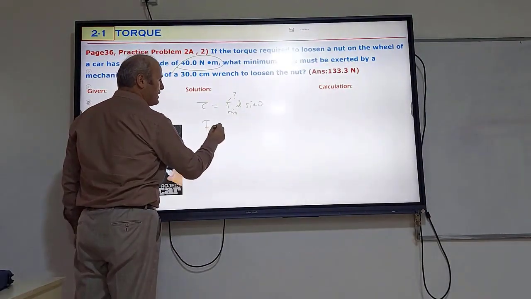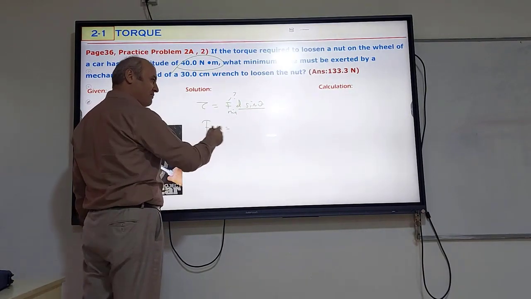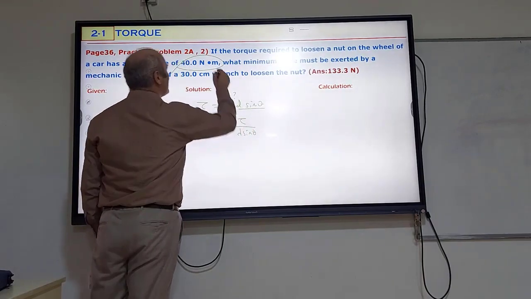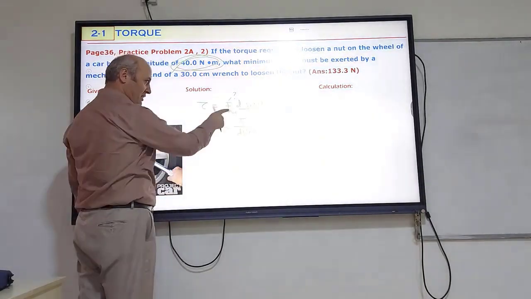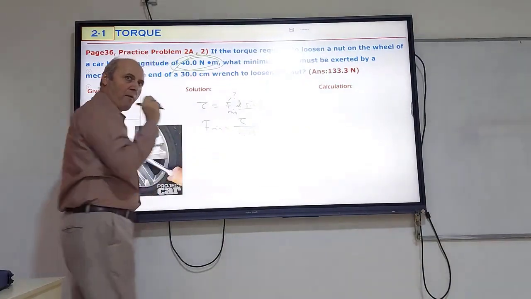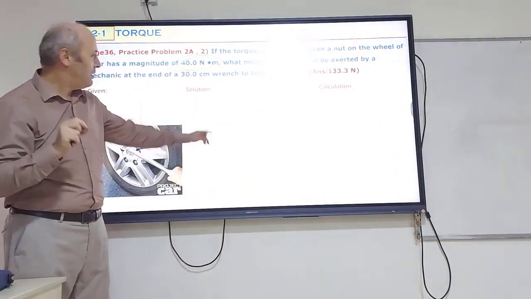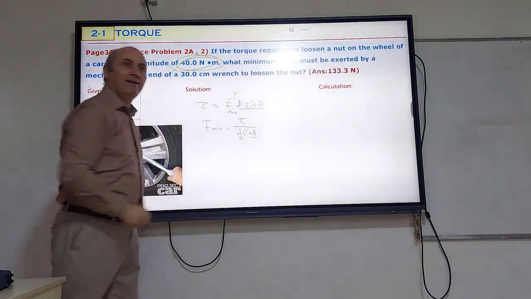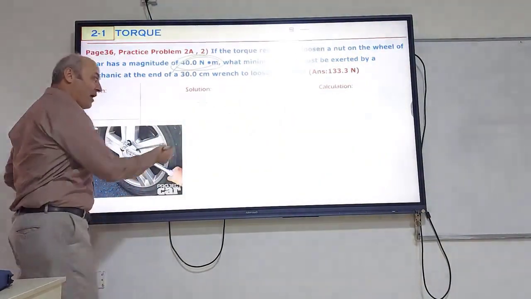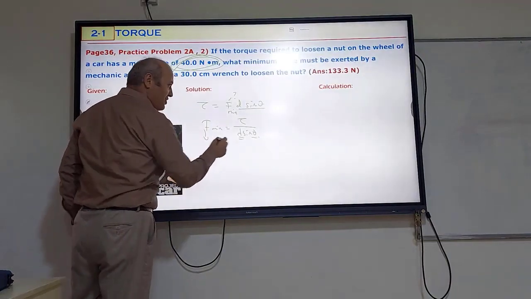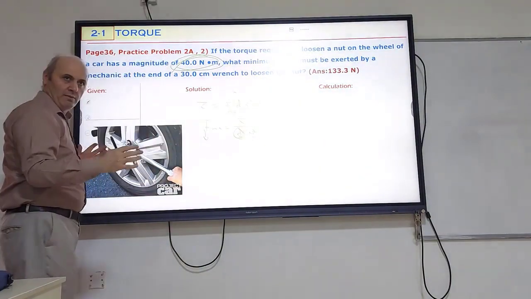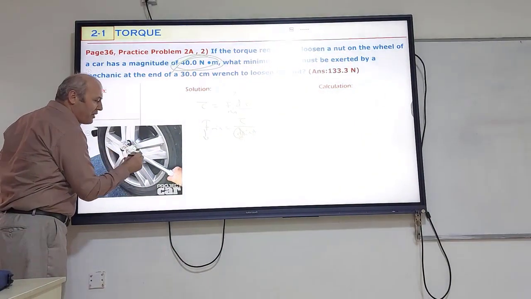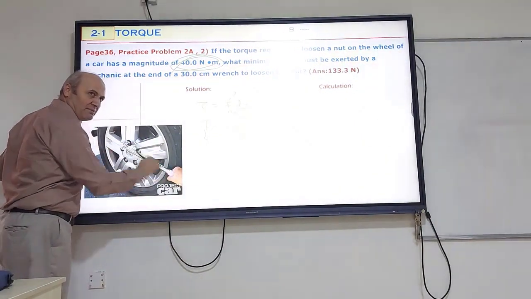F minimum is going to be, transferring d sin theta to the left side, torque divided by d sin theta. This torque is a constant number given in the question, so I cannot make a change in this. Minimum force, minimum torque. But I can make a change in d and theta. D, if I want F minimum, D must be maximum. What does it mean? Hold your hand not close to the axis of rotation. Move your hand as far as possible from the axis of rotation.